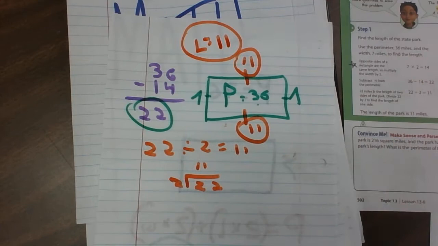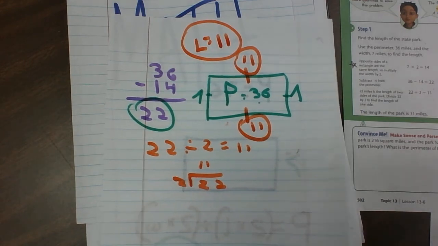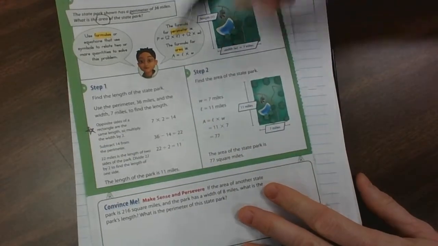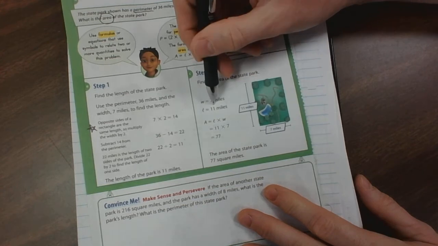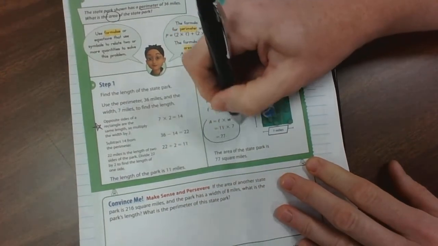Pause that and look over it. I know, guys, this is a bear of a lesson. Stay with me. We're going to walk through it together, okay? All right. So let's go back to it. Width is 7. Length is 11. Now they asked us for the area.